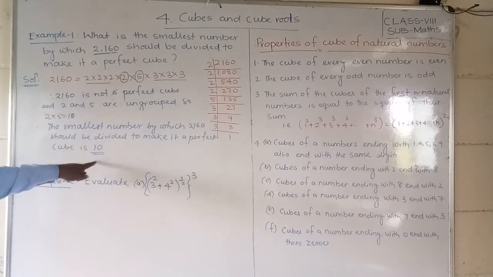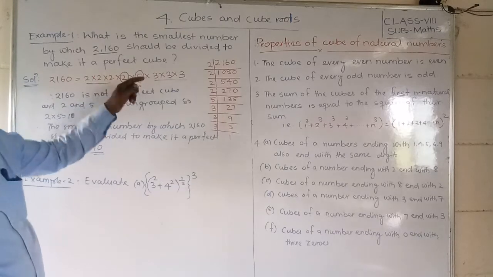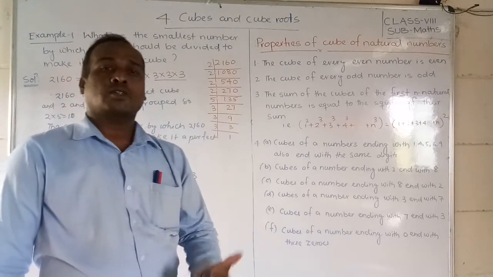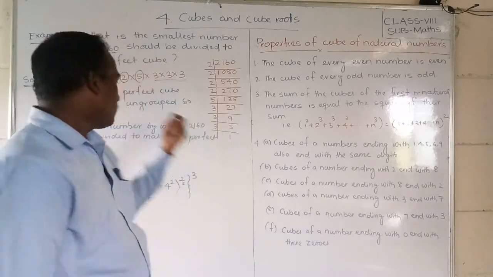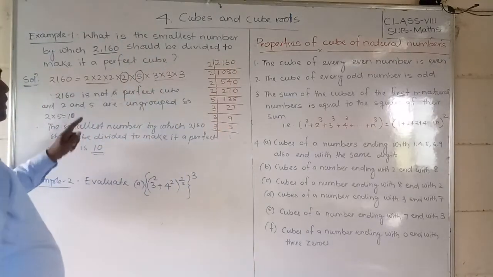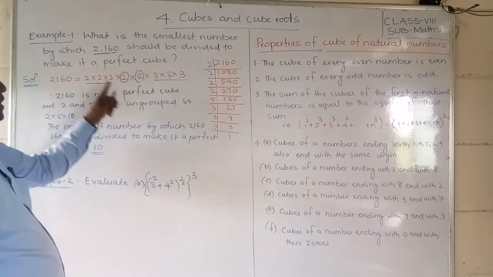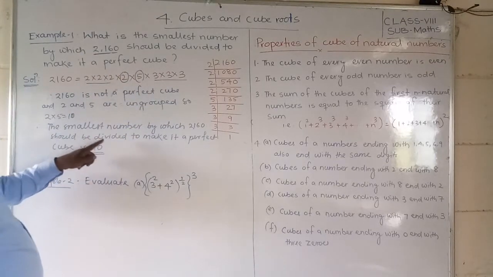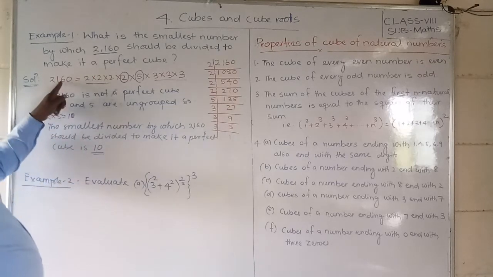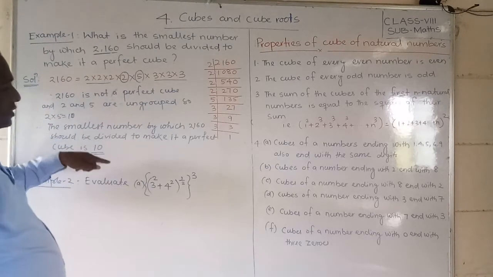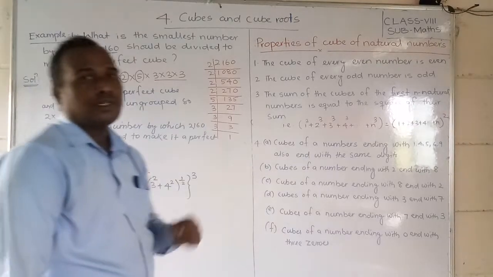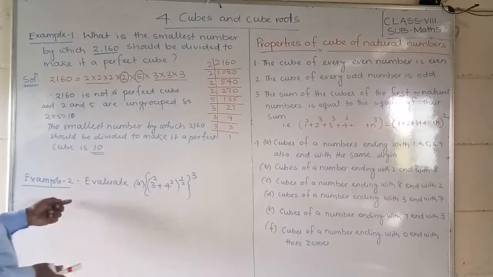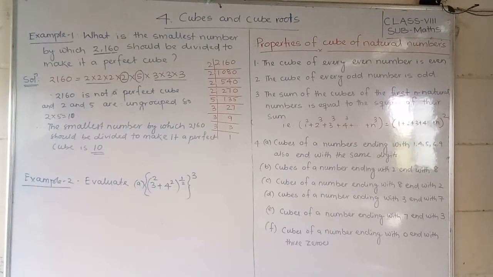Okay, the smallest number by which 2160 should be divided to make it a perfect cube is 10. Why 10? Because 2 and 5 are the ungrouped numbers. So whatever the remaining ungrouped numbers are, you multiply them, and that product is the number. If you divide by this number, the ungrouped factors will cancel and the remaining will be grouped. So the smallest number is 10. If you divide by 10, then whatever answer comes is a perfect cube number. Okay friends. So next, friends, we will go for example 2. Observe here.